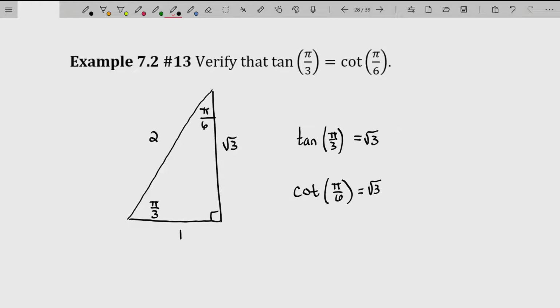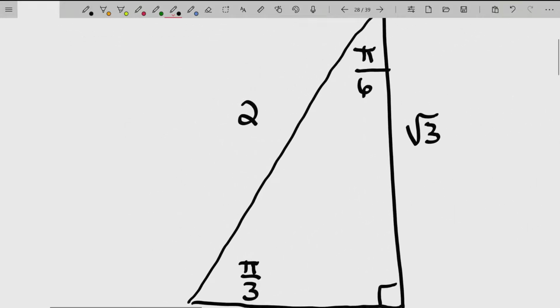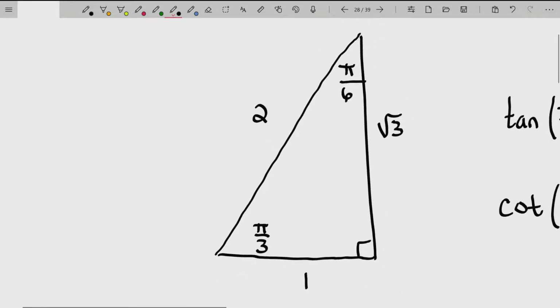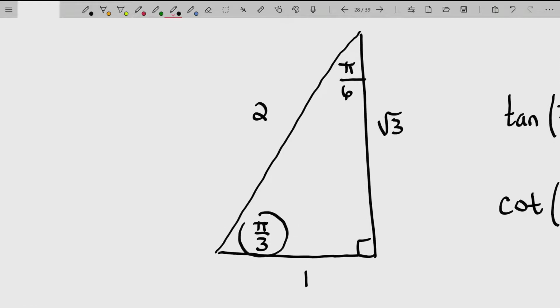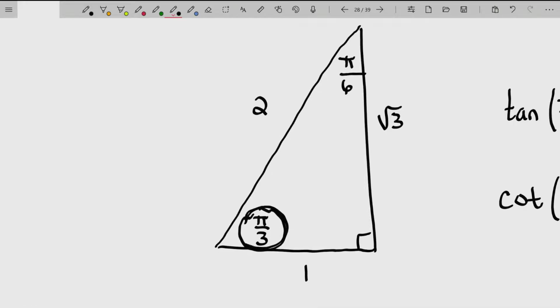So it is true that the tangent of pi over 3 is the same as a cotangent of pi over 6. Honestly, the reason why the cofunction identity works is because you're finding a trig function for this angle right here, right? And the trig function you're finding, let's just pretend it's adjacent over hypotenuse. That would be the cosine, right? Adjacent over hypotenuse.